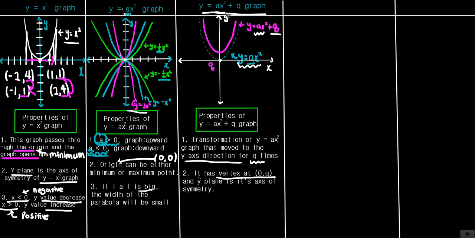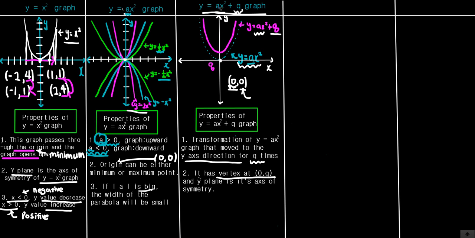And for the ax squared graph, the origin can be either the maximum or the minimum, and I will just call the origin (0, 0), where the x value and the y value are both 0. If you think about ax squared plus q, the q value means we transform the ax squared graph in the y direction, so the y value of this coordinate will change, but the x value will stay the same because we didn't move it in the x direction.